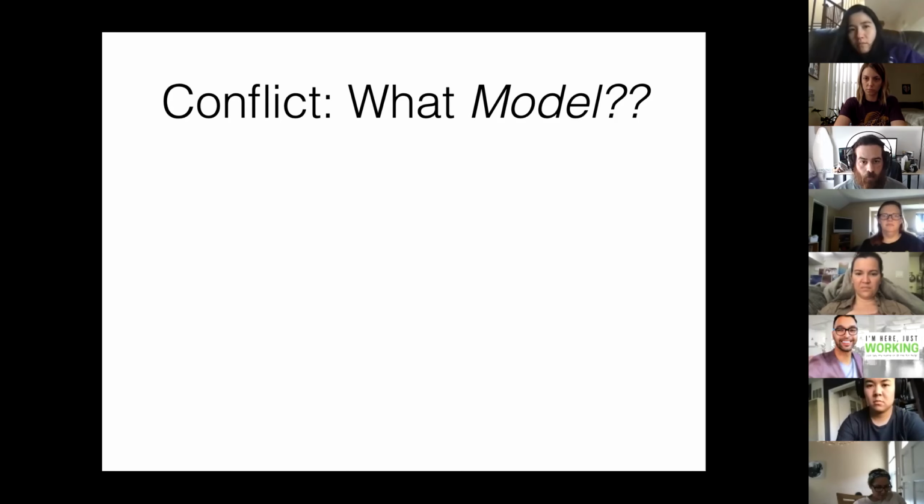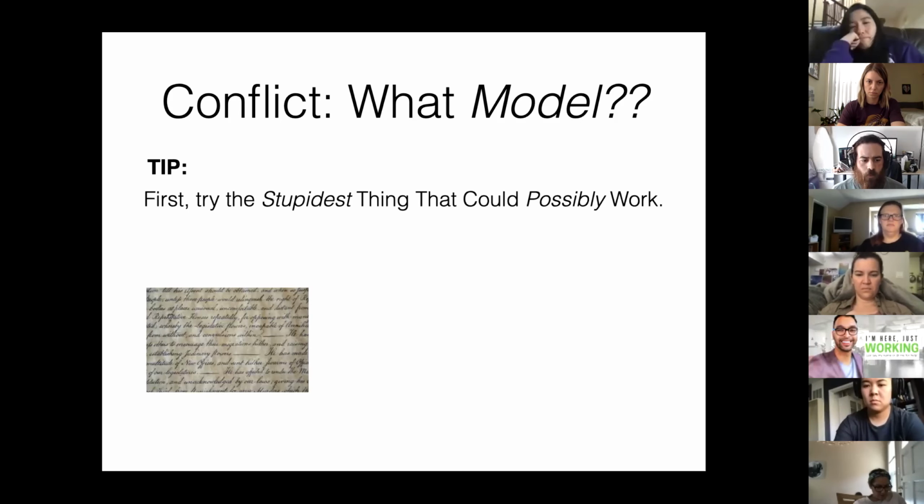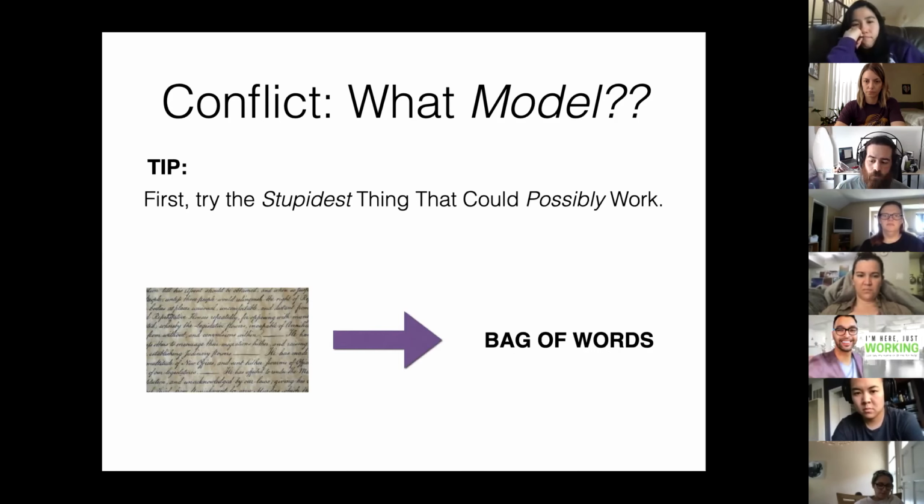So let's explore that. The first thing to do in these situations is to try the dumbest model that could possibly work to represent your data. So we're going to take our beer reviews that our users slaved over. They tasted a lot of beers. They wrote a lot of words. Those words matter to them. And we are going to crush them down into what's called a bag of words, which is the dumbest representation of text you could possibly imagine.